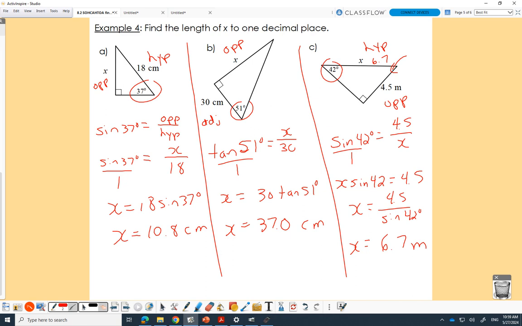Feynman, F-E-Y-N-M-A-N, Richard Feynman. There's a thing called the Lectures of Richard Feynman. There are some good videos where he got to the heart of some really ugly stuff. He said, what if we draw it like this? And everybody went, right, now we can do it, yeah?